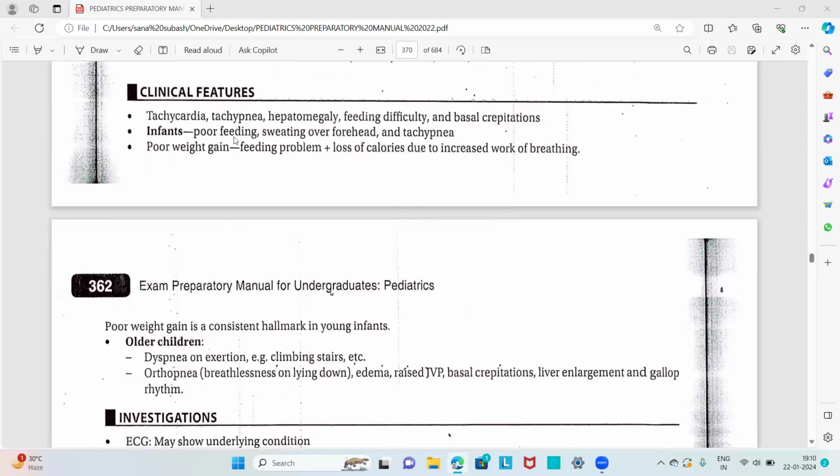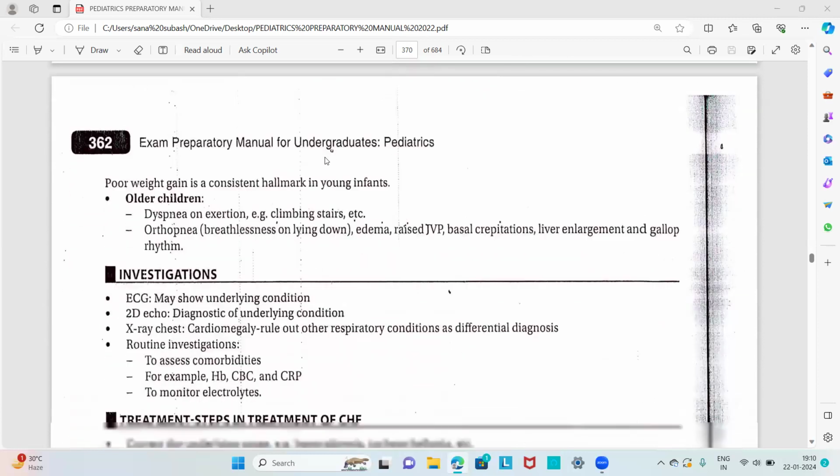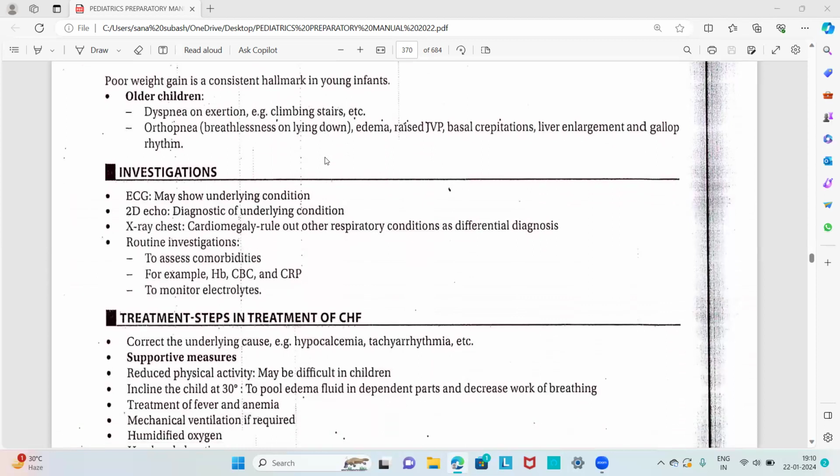But in infancy, there will be poor feeding, sweating over the forehead, and tachypnea. These should be kept in mind. Sweating of the forehead and poor feeding are indicative of congestive heart failure. Most of the questions are asked based on these features. Poor feeding and sweating of the forehead in infants are indicative of congestive heart failure. So these are all the clinical features of congestive heart failure.